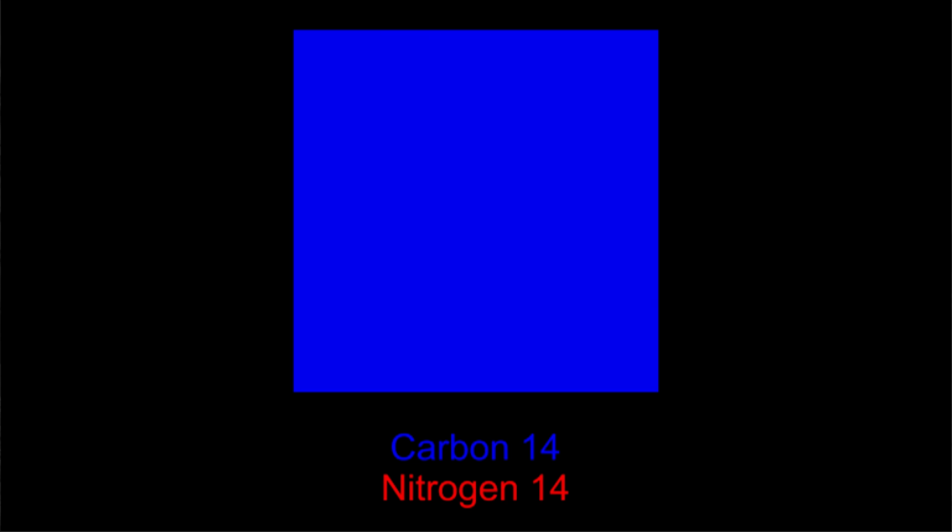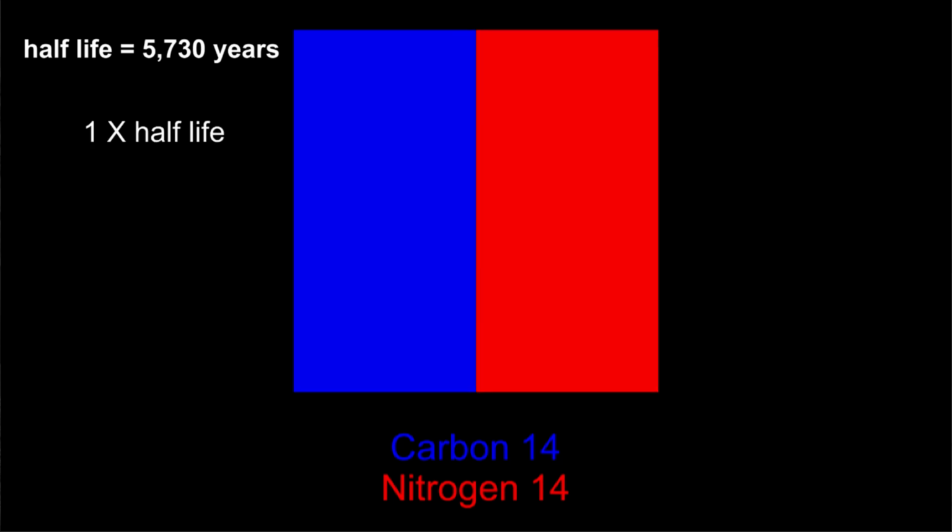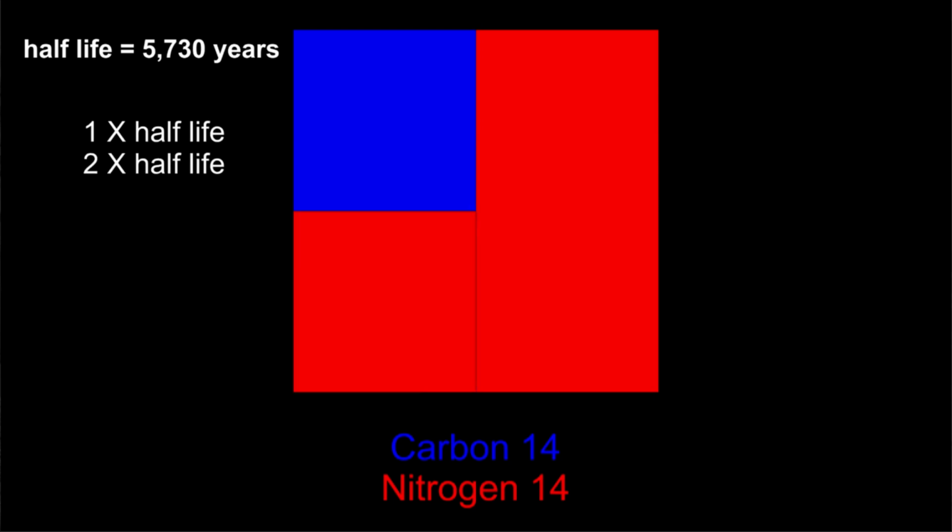Let's say we got a clump of 1,000 carbon-14 atoms. Carbon-14 has a relatively short half-life of 5,730 years. So in 5,730 years, half of the carbon-14 atoms will have radioactively transmutated into nitrogen-14. If we wait another half-life of 5,730 years, half of that remaining carbon-14 atoms will have transmutated into nitrogen-14. In another 5,730 years, half of those remaining carbon-14 atoms will have transmutated into nitrogen-14, and so on.